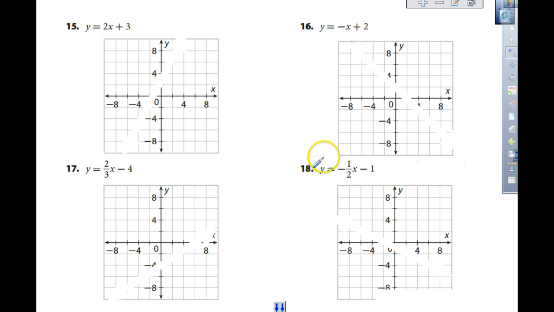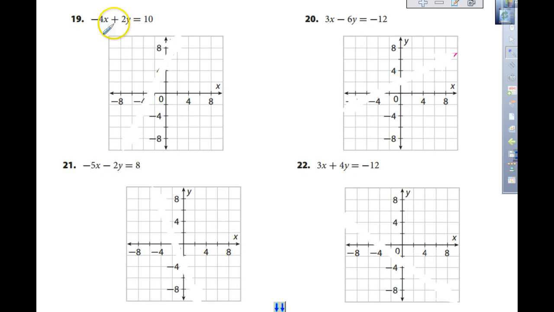Just graph a few of these. They're already in slope-intercept form. Start at the y-intercept. Make sure you know that the slope of 2 is 2 over 1. That means up 2, right 1. Okay, up 2, right 1, and you'll get your right graph. Pay attention to the scale. Like this one counts by 2. So when you're going up 2, right 1, make sure you actually use, it's not 2 squares, it's going to be 1 square here because each square counts as 2. So mind the scale. Okay, mind the scale.